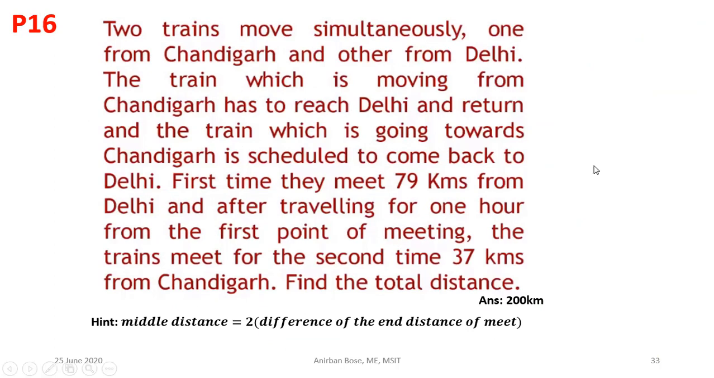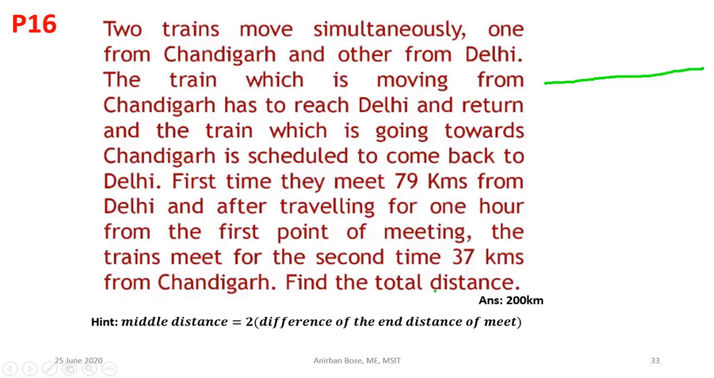Now coming to this problem where two trains move simultaneously, one from Chandigarh and the other from Delhi. The train moving from Chandigarh has to reach Delhi and return, and the train moving towards Chandigarh is scheduled to come back to Delhi. First time they meet 79 kilometers from Delhi, and after traveling for 1 hour from the first point of meeting, the trains meet for the second time 37 kilometers from Chandigarh. Find the total distance.